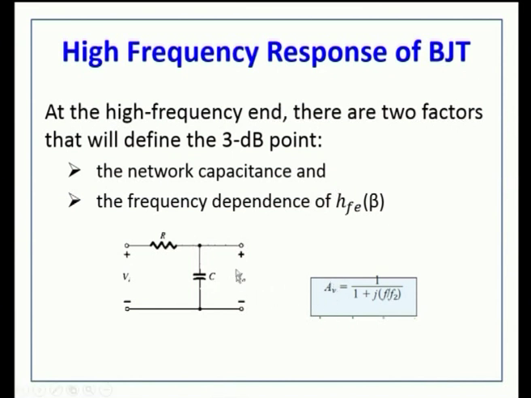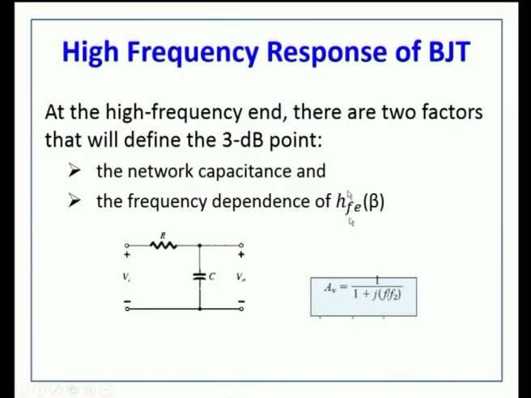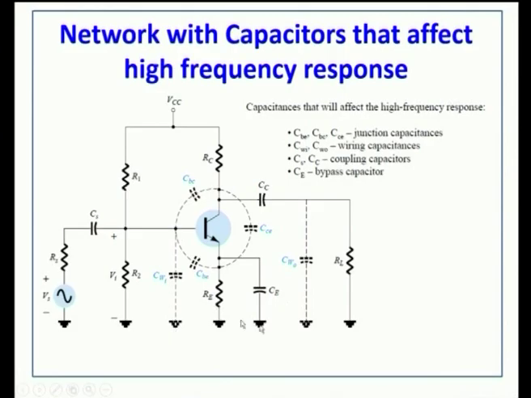Okay. So, how the gain is reduced here is AV equal to 1 by 1 plus j f by f2. Here, this f2 is for the high frequency response. In the previous case, we derived 1 by 1 plus j f1 by f, and f1 is for the low frequency response. So, this is the entire circuit of the bipolar junction transistor with the inter-electrode capacitance and the wiring capacitance.